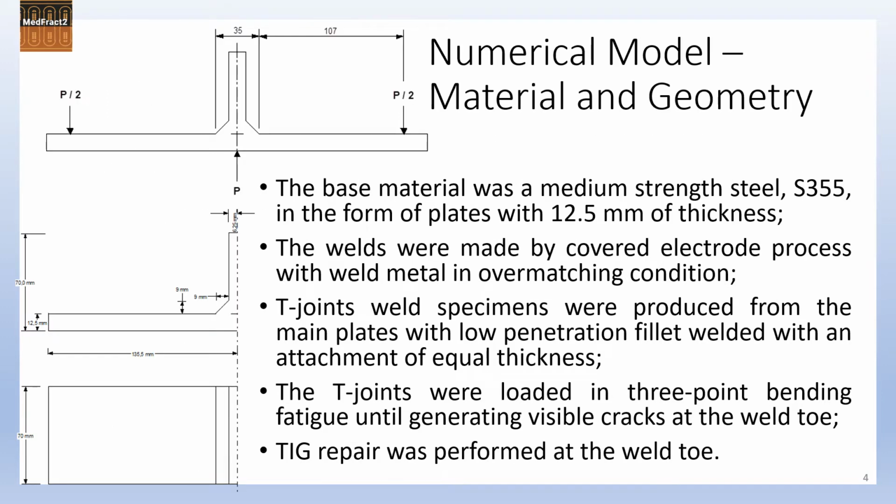The base material was a medium-strength steel in the form of plates with 12.5 mm of thickness. The welds were made by covered electrode process with weld metal in overmatching condition. T-joint weld specimens were produced from the main plates with low penetration fillet welded with an attachment of equal thickness. The T-joints were loaded in 3-point bending fatigue until the generation of visible cracks at the weld toe. TIG repair was performed at the weld toe.